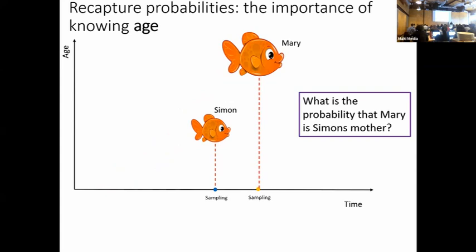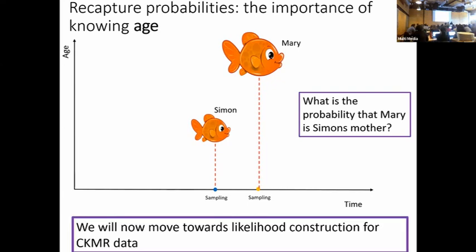Without knowing the age of the individuals, all that we would know is that Simon was sampled here, and if Mary is going to be the mother, she has to survive from here to here. So calculating the probability involves that event. That's what is driving the probability. So it's much more complicated, but it's doable. So how do we calculate a likelihood contribution from these kinds of data?